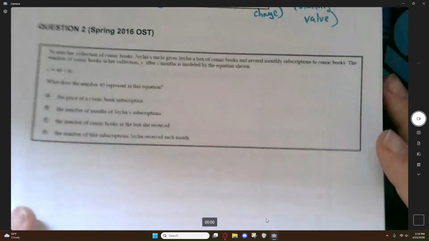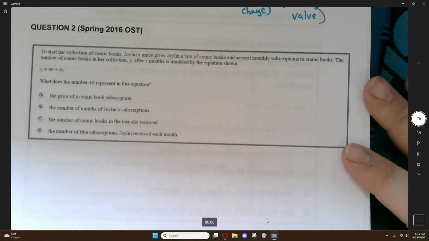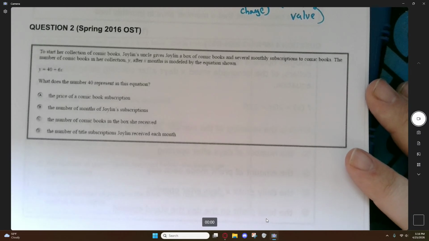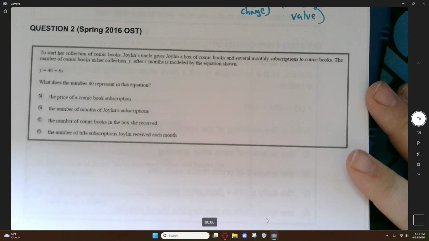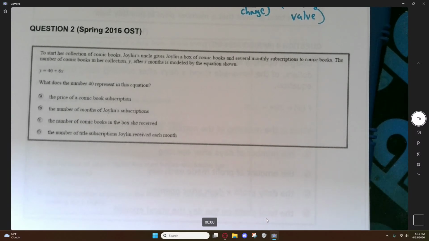Let's go to question 2. To start her collection of comic books, Joyland's uncle gives Joyland a box of comic books and several monthly subscriptions to comic books. The number of comic books in her collection, y, after x months, is modeled by the equation shown. y equals 40 plus 6x. What does the number 40 represent in this equation?